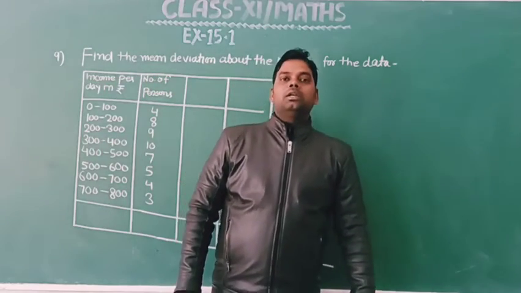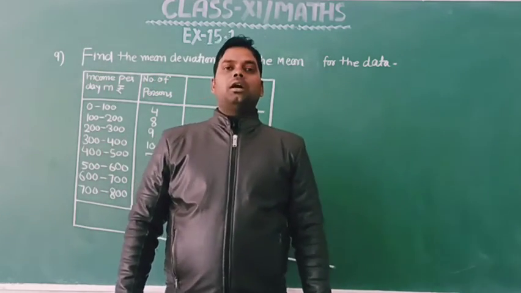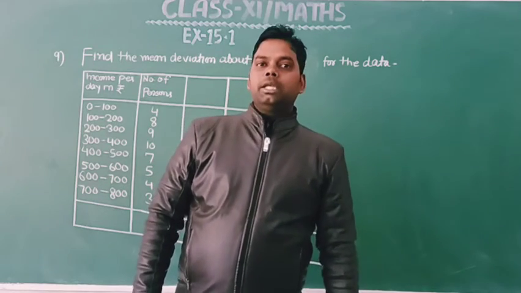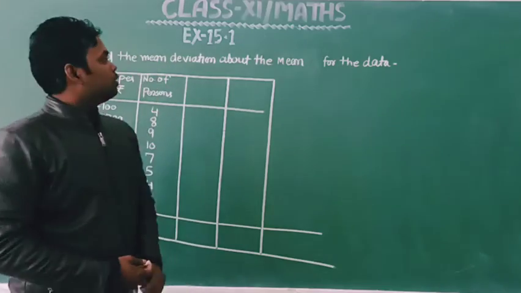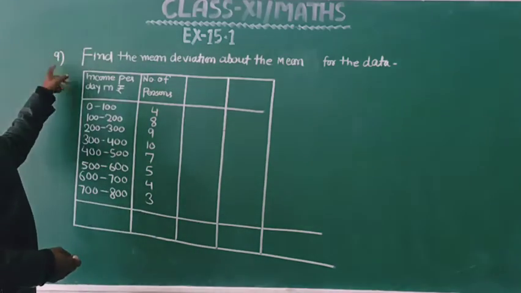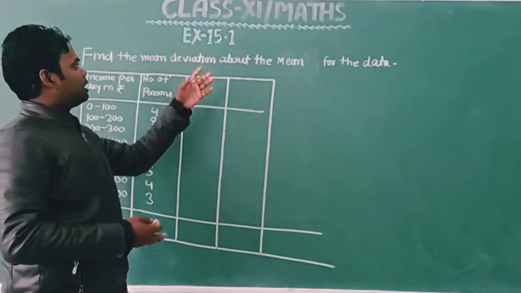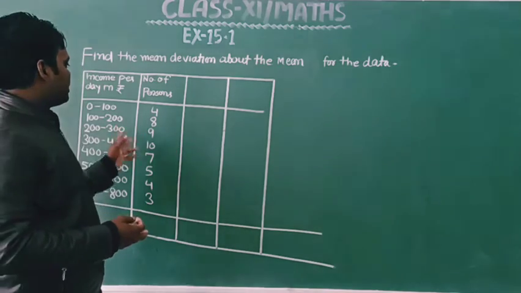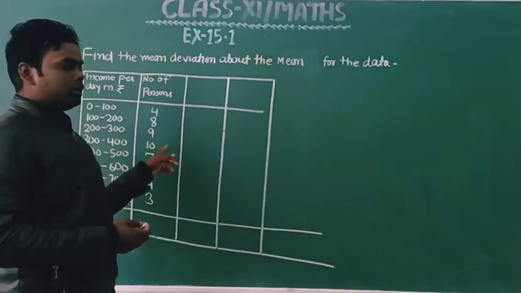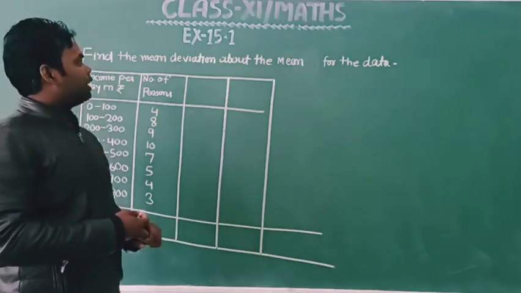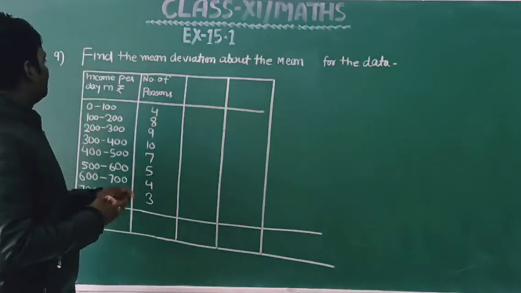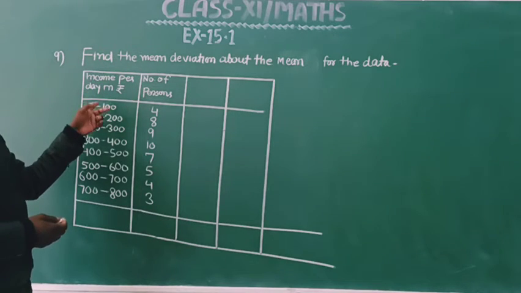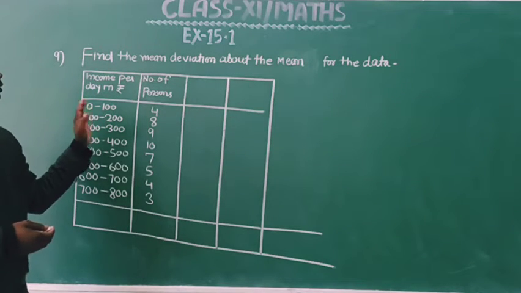Hello everyone. In this video, we learn how to calculate mean deviation about mean for the given data. So, dear children, we have question number 9 of exercise 15.1. With the help of this question, I am going to explain how to calculate mean deviation about mean for the given data. So, here data is given in interval form.